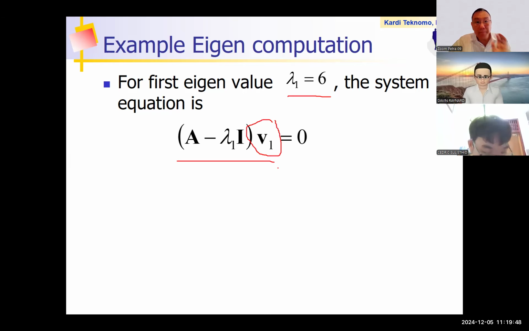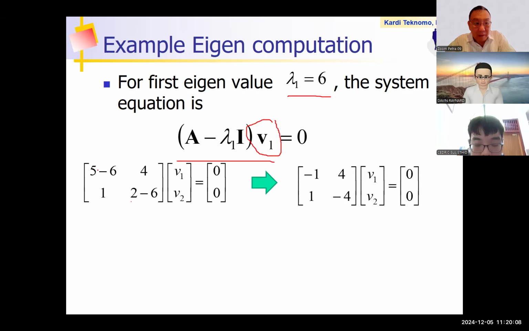Okay. So remember A is 5, 2. So now we know lambda 1 is 6. That means you minus with 6. Okay. We don't know V1, V2. That's okay. So then 5 minus 6 is minus 1, isn't it? 2 minus 6 is minus 4. So up to here, is it clear or not?